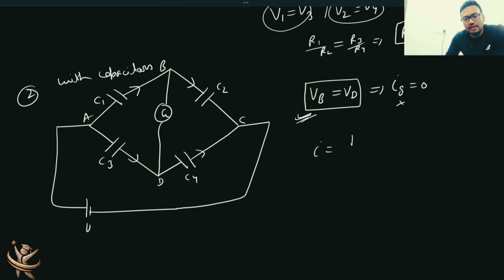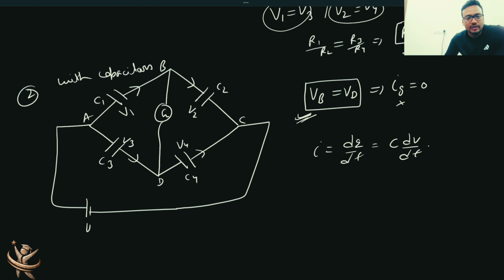And how to find out current? I is dq by dt and q equals CV. So suppose across these you have potential differences V1, V2, V3, V4, exclusively across the capacitors. So it is C dV by dt. That is how you can find out current.